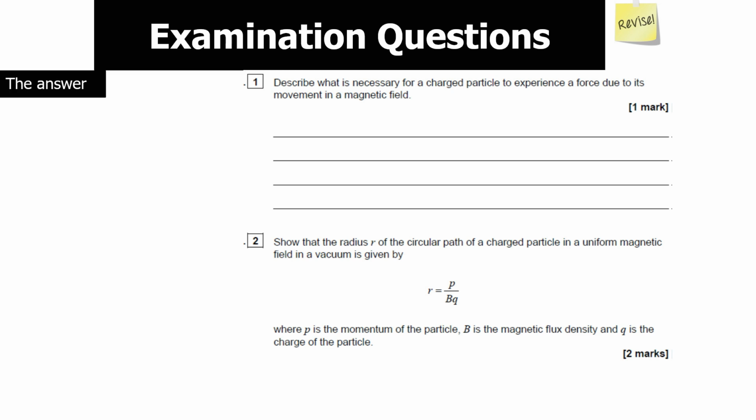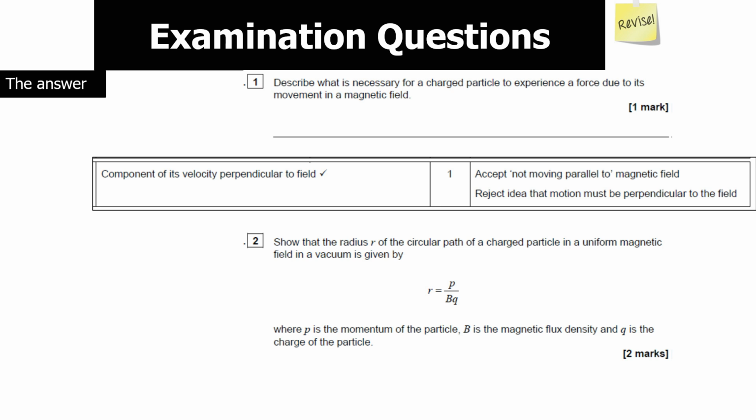Right, for this first one, you've got to just remember this key idea: it experiences a force when it has a component of its velocity perpendicular to the field. So it's important to note that the velocity and the magnetic field are perpendicular to each other. If it was parallel, it would experience zero force completely. Now, how do you do the second question?